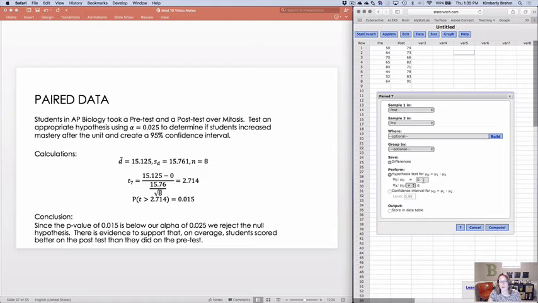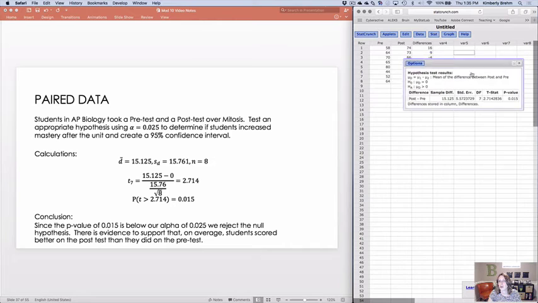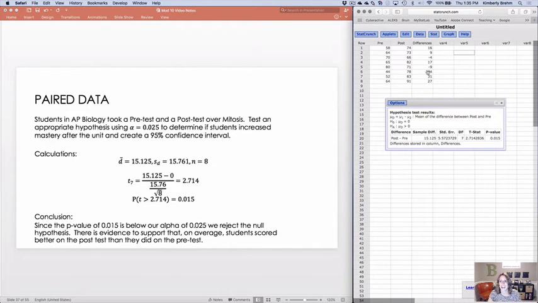My null was that the difference was equal to 0. My alternative was that it was greater than 0. Make sure that you change that to the appropriate one, and then I can compute. So notice it was very nice, and it created those differences for me. In addition, it also found my test statistic, my t-score, and my p-value of 0.15. And then of course it says differences are stored in column differences. So it was nice to do that for me so I didn't have to.